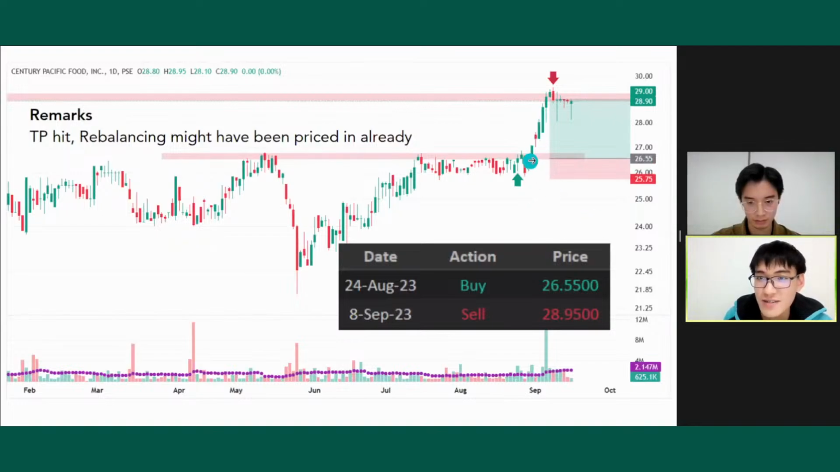So what happened was, I bought the breakout. Actually, I bought here pa lang eh. It was a bit earlier than here, but buti it didn't hit my stop loss. So I bought there at 26.55. Then I sold here. Actually, I sold on this red candle. It already hit my target of 29, but for me, I just held since it was above it. Then once it printed this red candle, that's when I sold. So remarks: target price hit, then the rebalancing might have already been priced in.